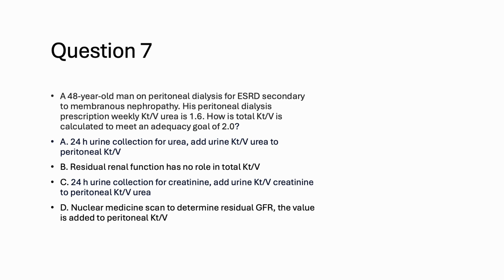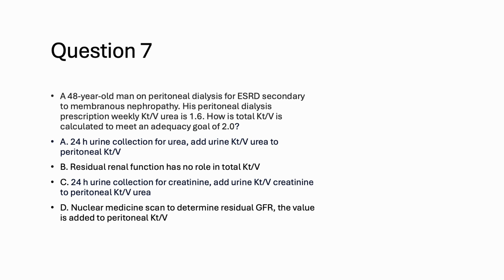So what am I talking about here? We have a patient on peritoneal dialysis. We want to make sure that we are providing adequate peritoneal dialysis. So when we do that, we have to calculate Kt/V for urea. K means clearance, T means time, V is the volume, which is approximately body weight divided by 2. So we calculate this urea clearance for 1 week from his peritoneal dialysis, and we want to achieve a target of 2.0.